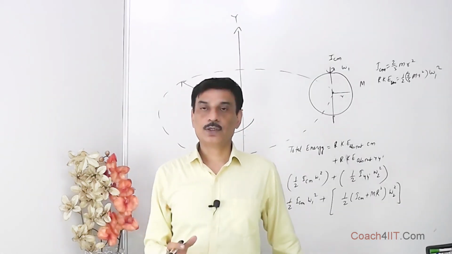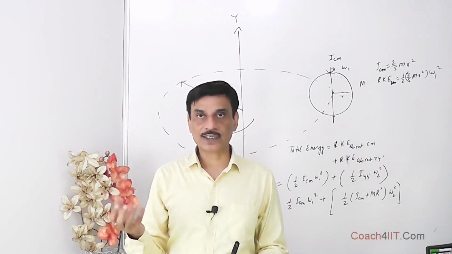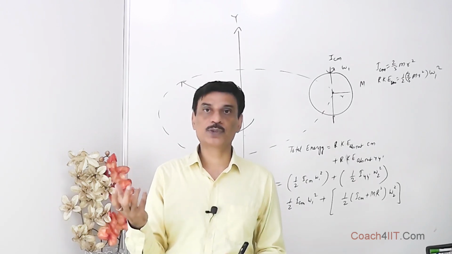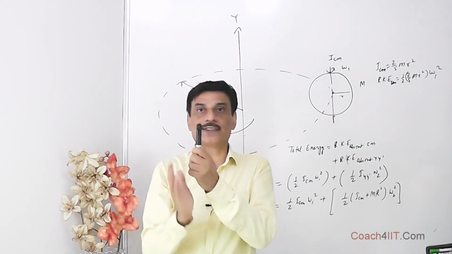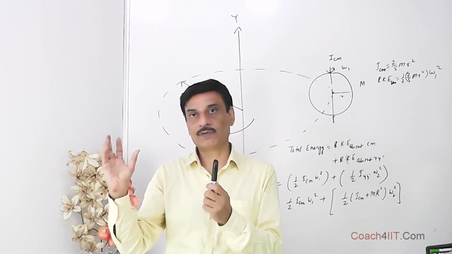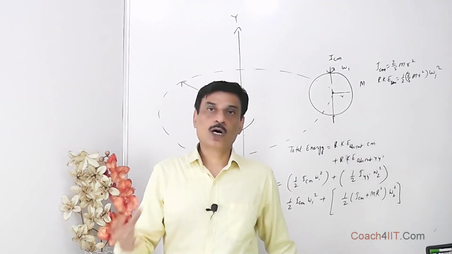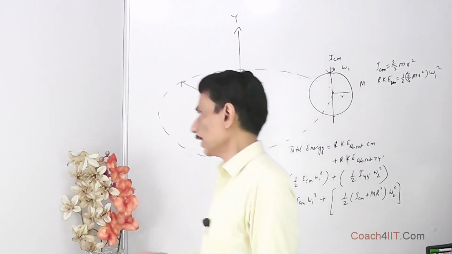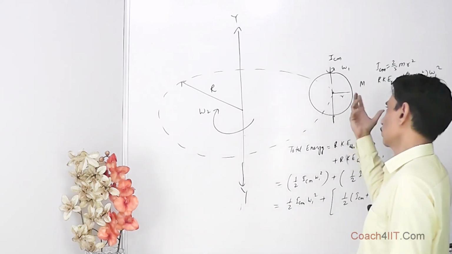Now let's say we have to find the total kinetic energy of a solid sphere which is revolving about its own axis, like Earth revolves about its own axis, and it is also revolving about one other axis, the central axis, like the Earth revolves about the Sun also. So how to find the total kinetic energy of this body? So over here we see that this is a sphere. We have taken it as a solid sphere. This could be any body.